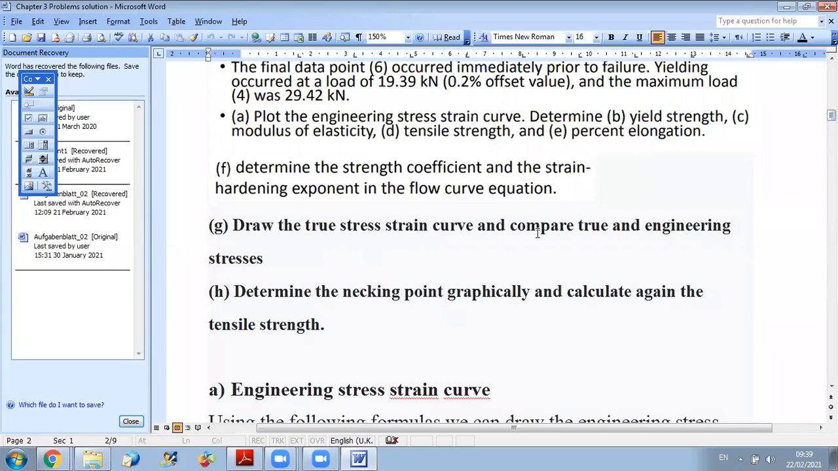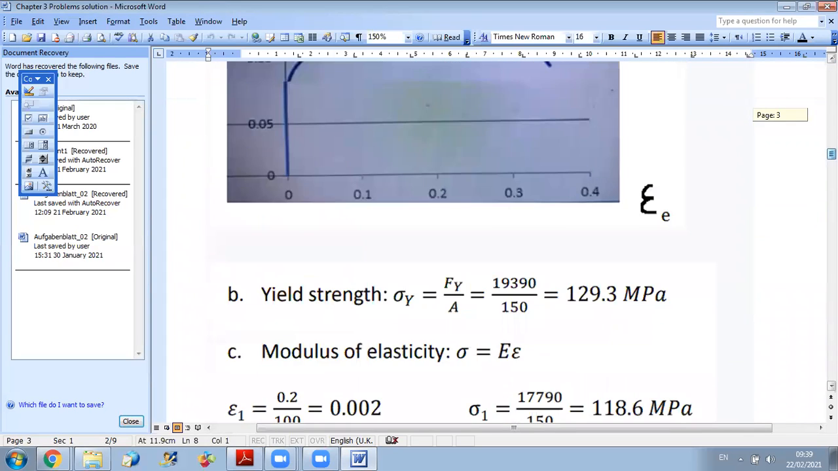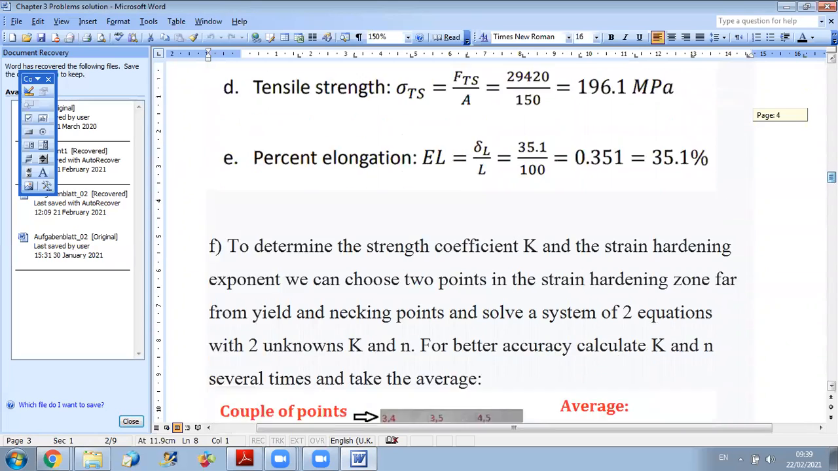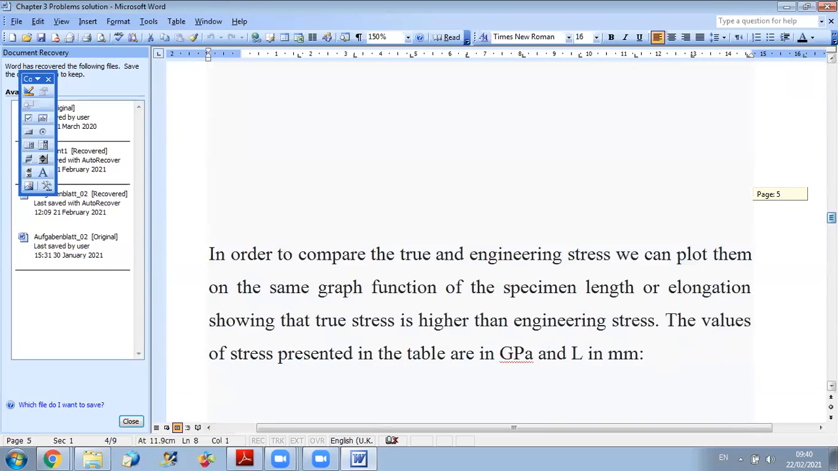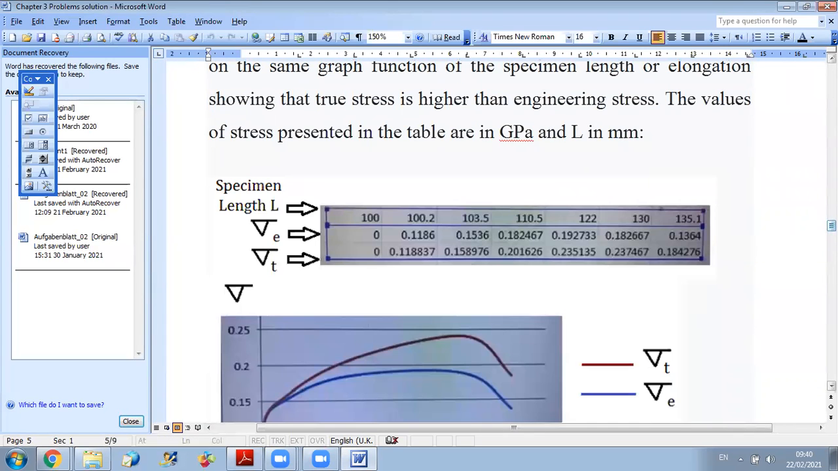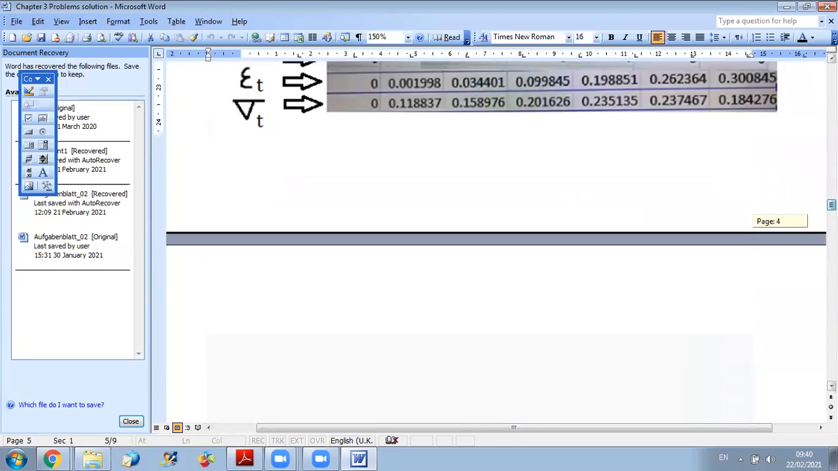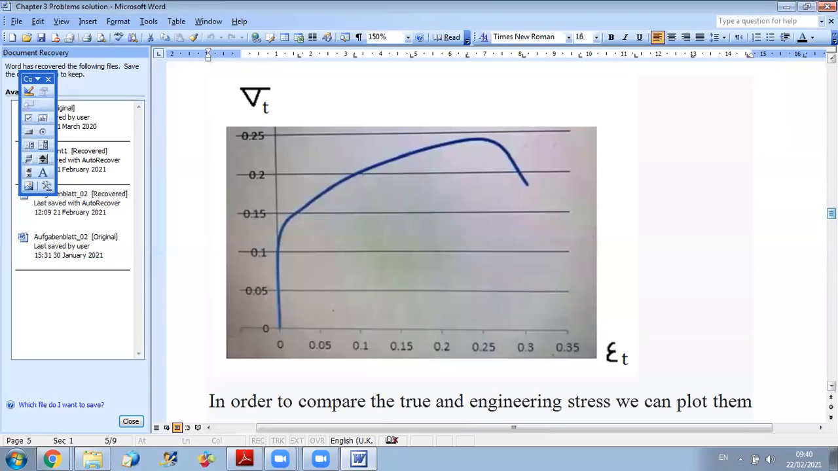Now, draw the true stress strain curve and compare true and engineering stresses. So in order to draw the curve, it's very simple. Already we should construct the table using the formulas. So once we have the table of epsilon and sigma true for the different points, all we have to do is to plot this curve, and we can obtain it then, it's here, I think, yes.